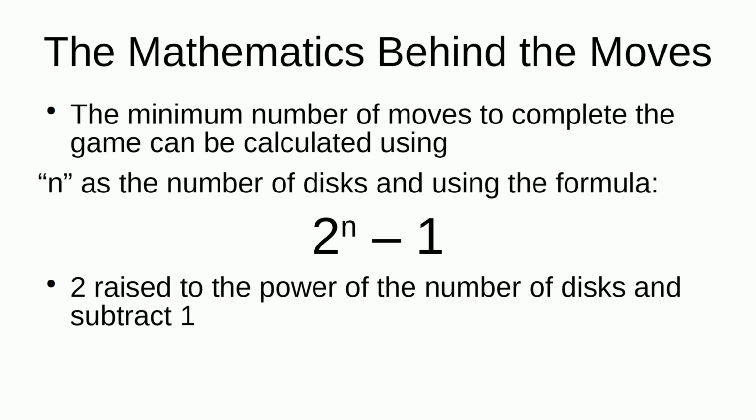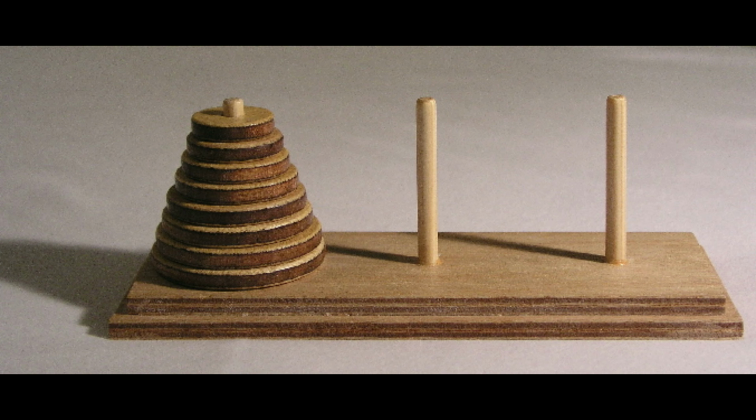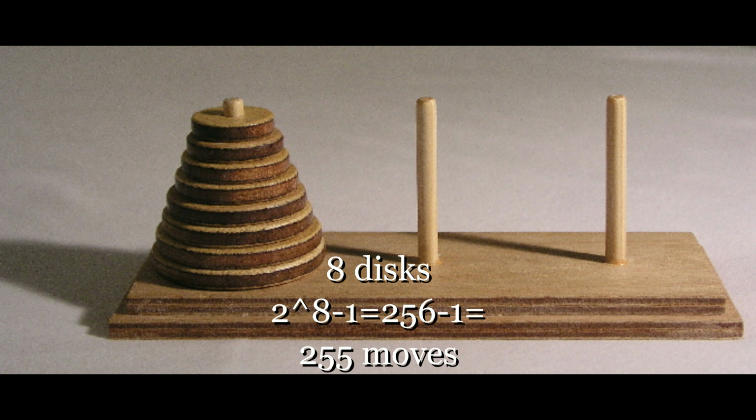The minimum number of moves it will take to complete the game can be summed up in this formula, with n as the number of discs: 2 to the nth power minus 1. So 2 raised to the power of the number of discs, and subtract 1. The game can be varied based on how many discs you place in the stack. As an example, the game pictured here has a total of 8 discs. So 2 raised to the 8th power is 256. 256 minus 1 is 255. That's the minimum number of moves it would take to completely move the entire stack from one peg to another.